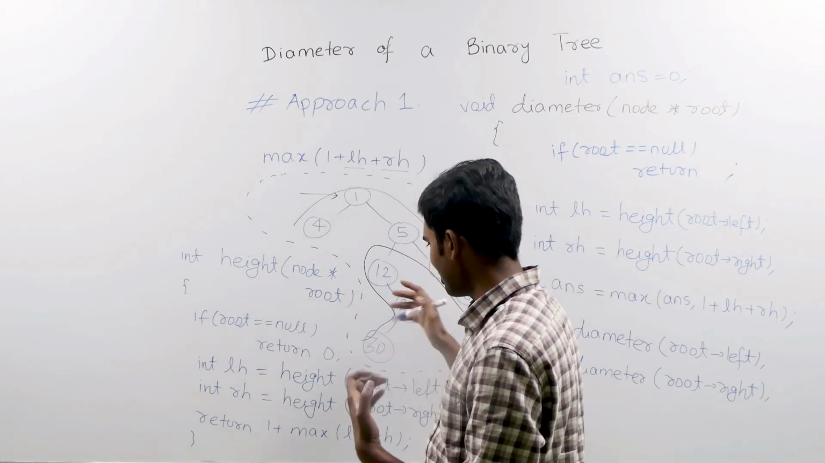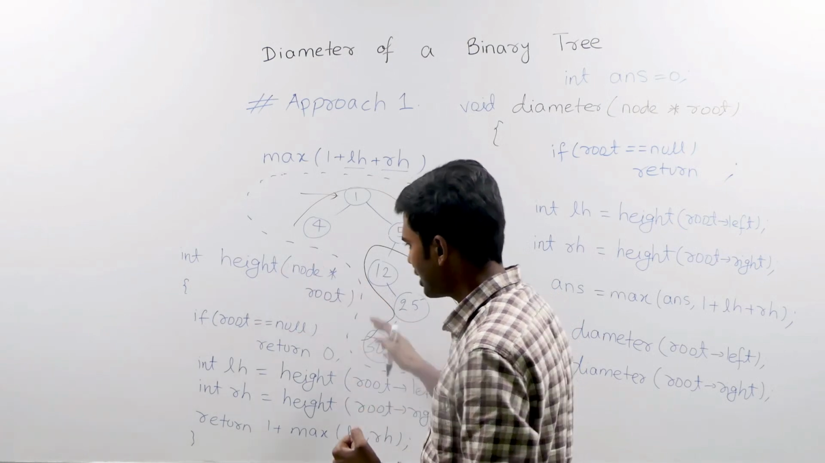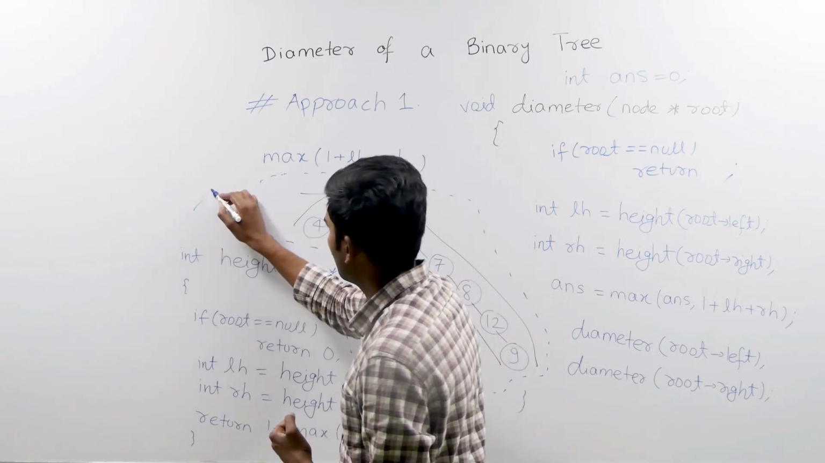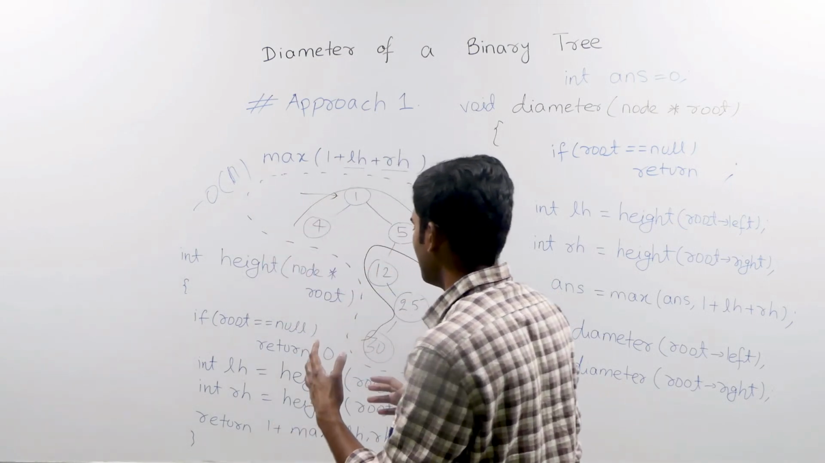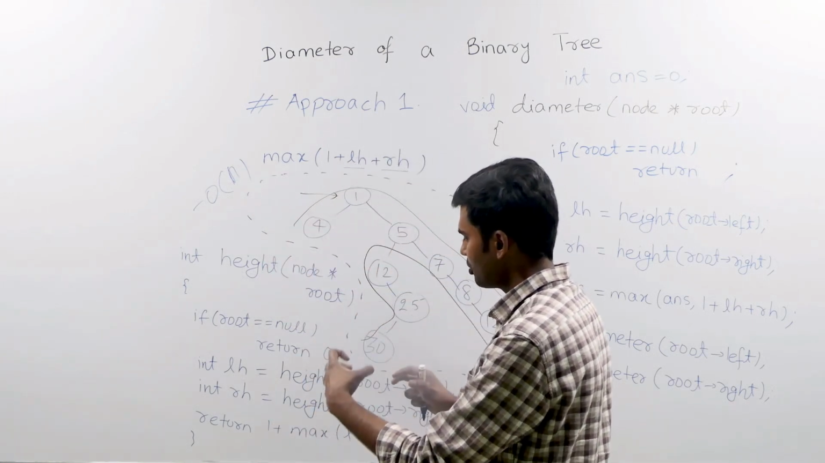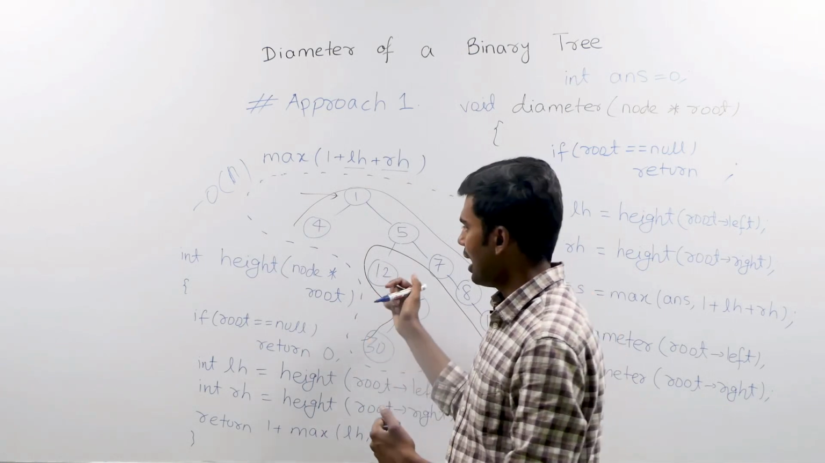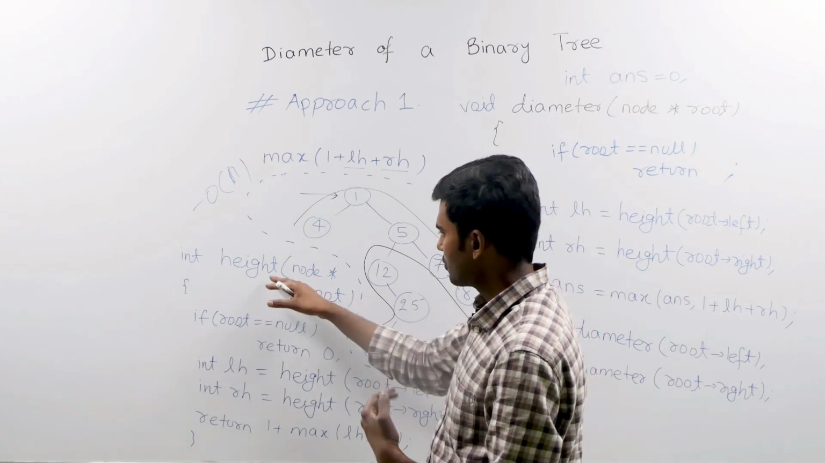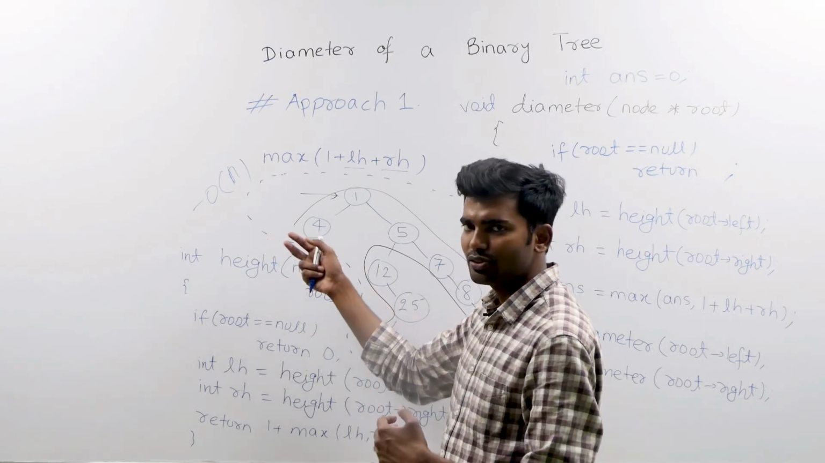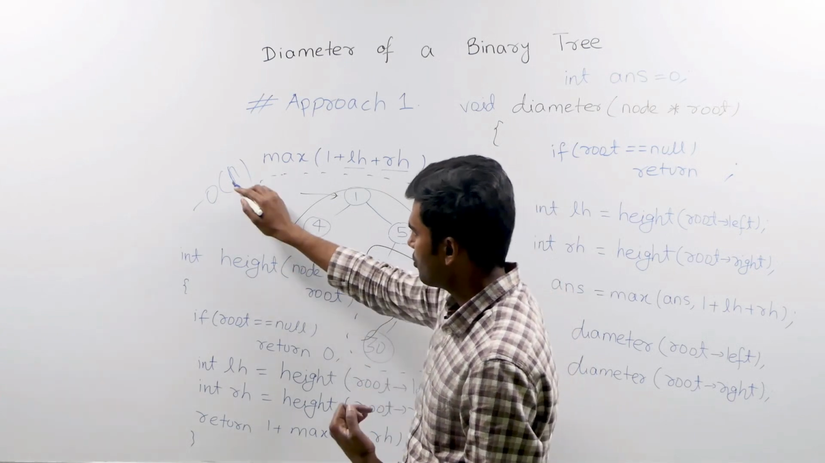So it's easy to understand, and the complexity of this function is big O of n, because I'm assuming that the number of nodes in this binary tree is n, and this function will go to every node. So this function will be called n times. That's why the time complexity of this height function is big O of n.